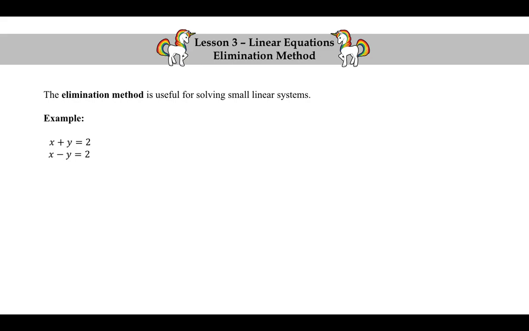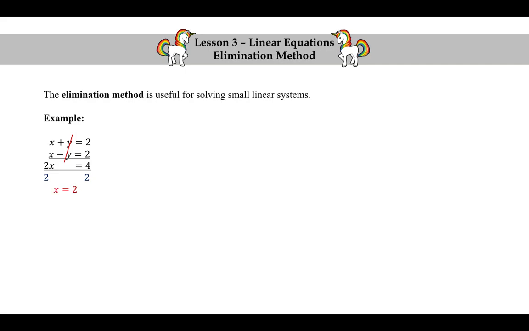We can solve this linear system pretty quickly by simply adding the two equations, because when we add them, the y's go away, and we get 2x = 4. Notice that x + x is 2x, and positive y plus negative y is equal to 0. And we also have 2 + 2 equal to 4. We now have an equation just involving the variable x, and we can solve this easily by dividing each side of the equation by 2 to get x = 2.